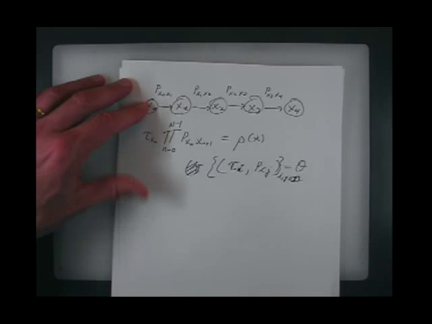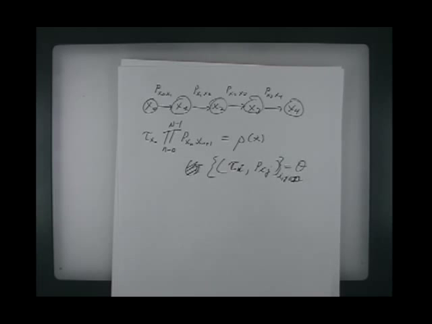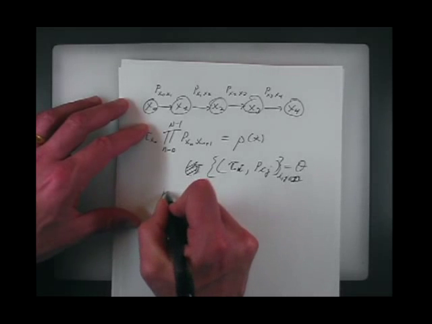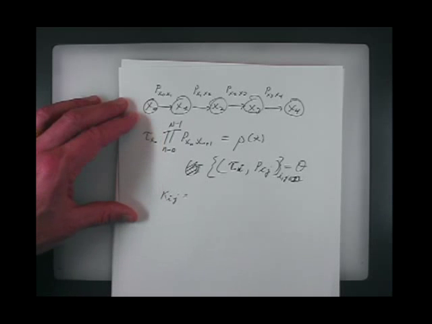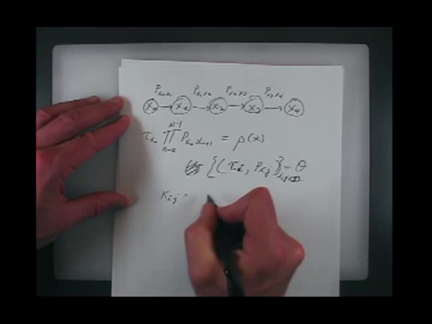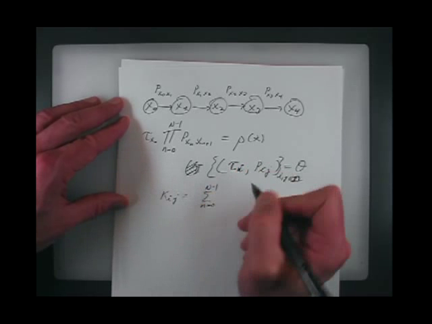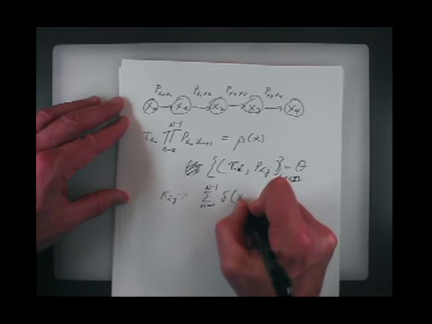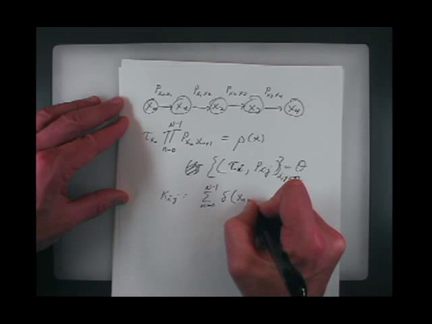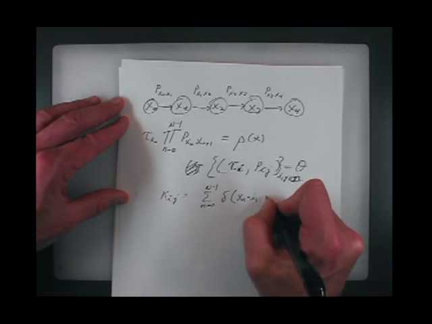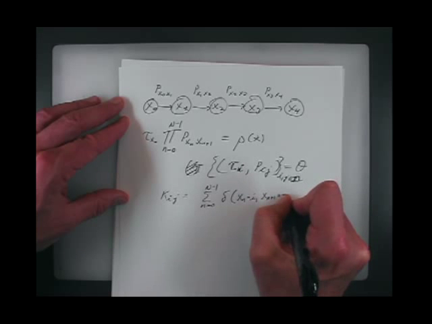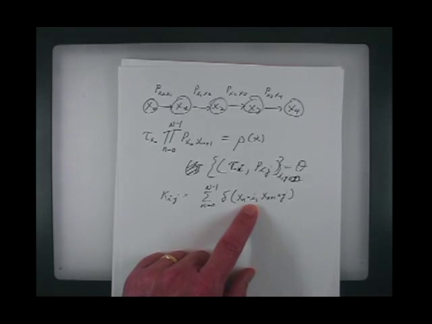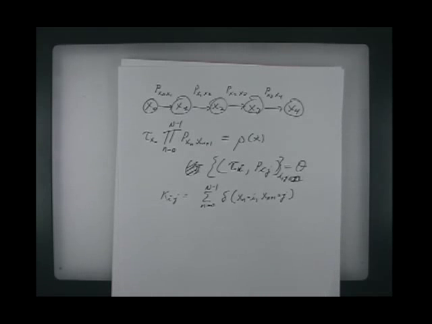Right? Now what you can do is you can define the following thing. You can say, okay, Kij is going to be the number of times I went from state i to j. So I'll sum from n equals 0 to n minus 1. I'll take a delta function, because the delta function counts things, and I'll take delta of xn equals i and xn plus 1 equals j. So that counts the number of times I went from state i to j. This is a statistic, right? Because it's a function of the random process.